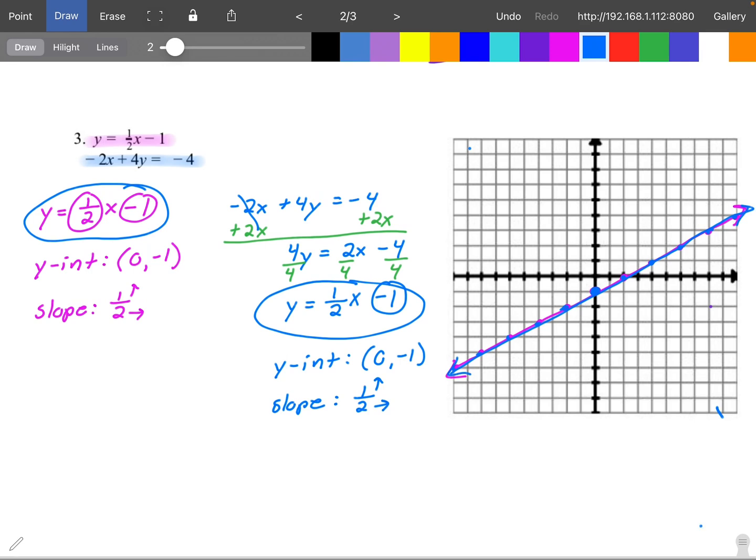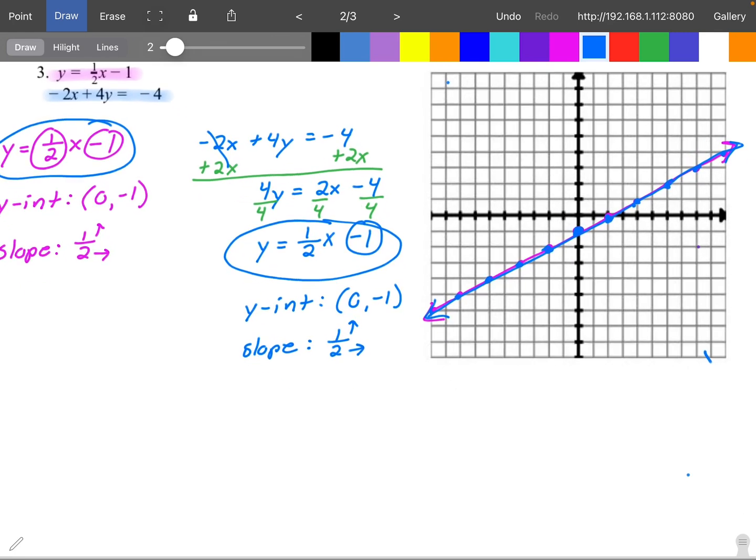So because the lines are exactly the same, that means every point on these lines is shared. Therefore, every point on the line is a solution, which is why we have infinitely many solutions. Or sometimes you'll just hear people say IMS, infinitely many solutions.